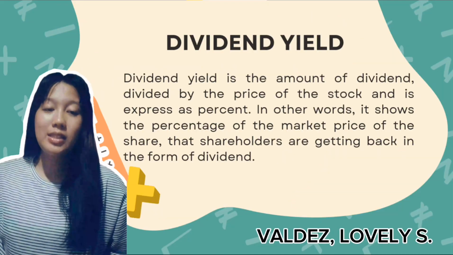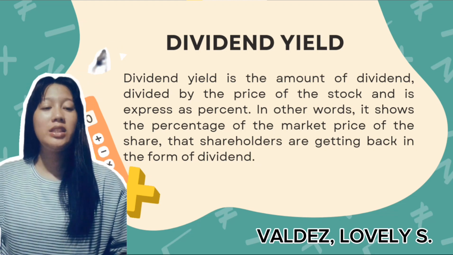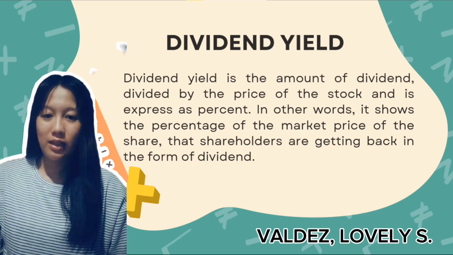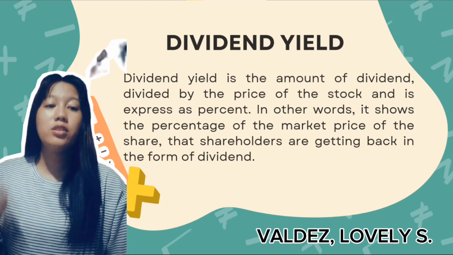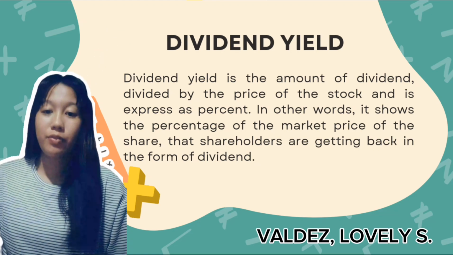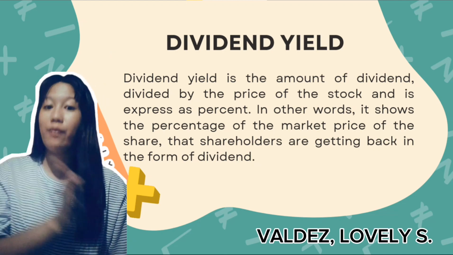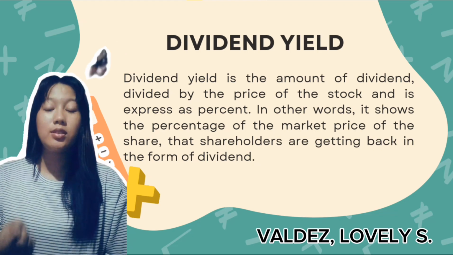So now, I will discuss the dividend yield. First, what is dividend yield? Dividend yield is the amount of dividend divided by the price of the stock and is expressed as a percent. In other words, it shows the percentage of the market price of the share that shareholders are getting back in the form of dividend. To calculate dividend yield, we must use the simple interest formula.